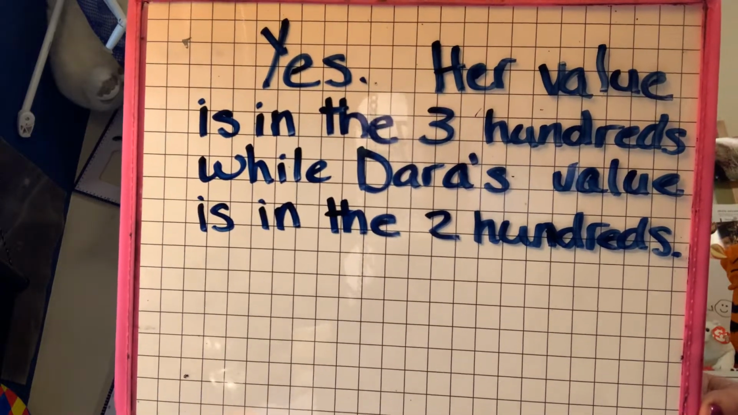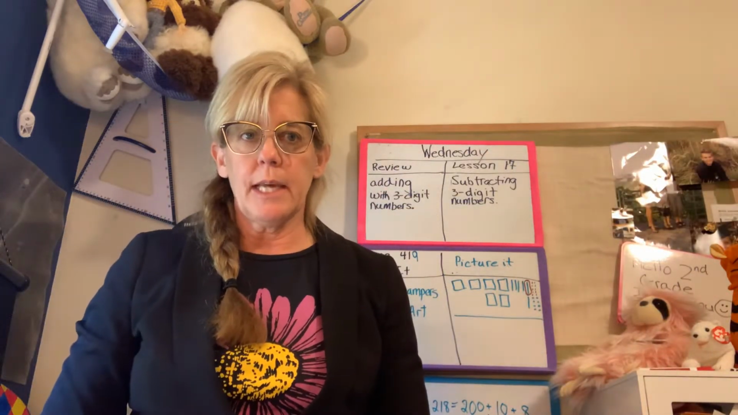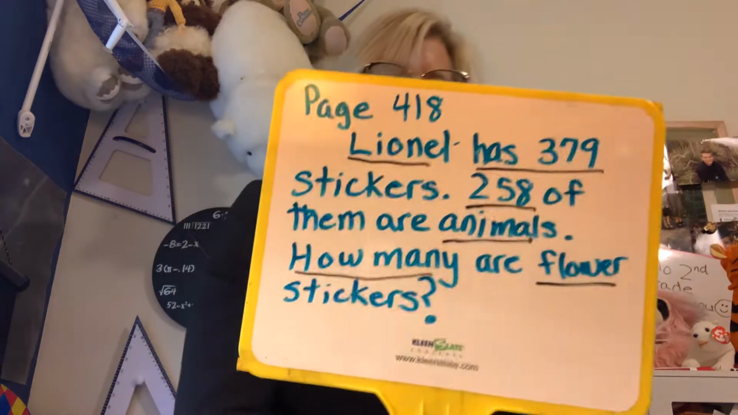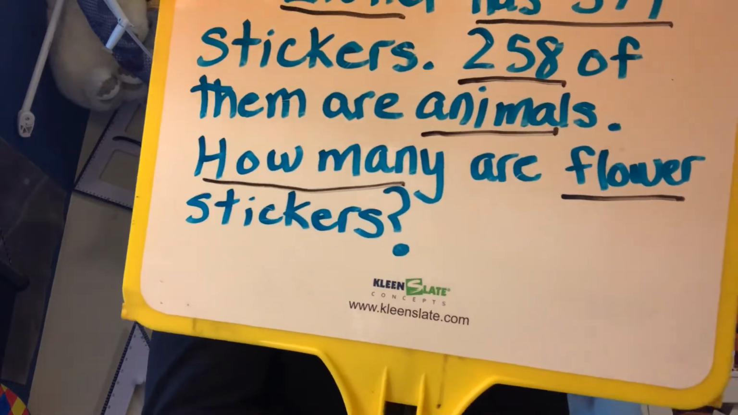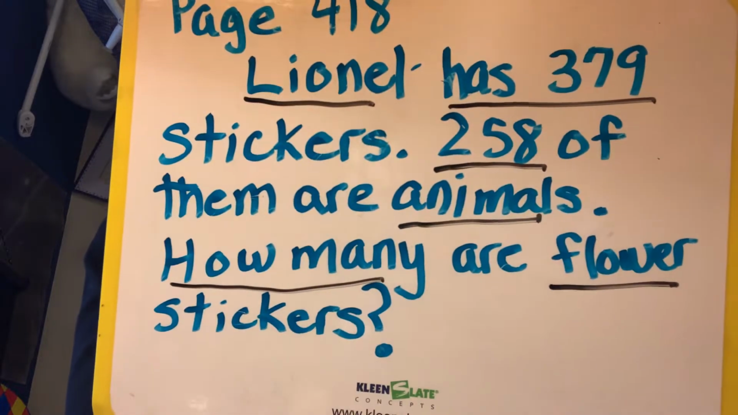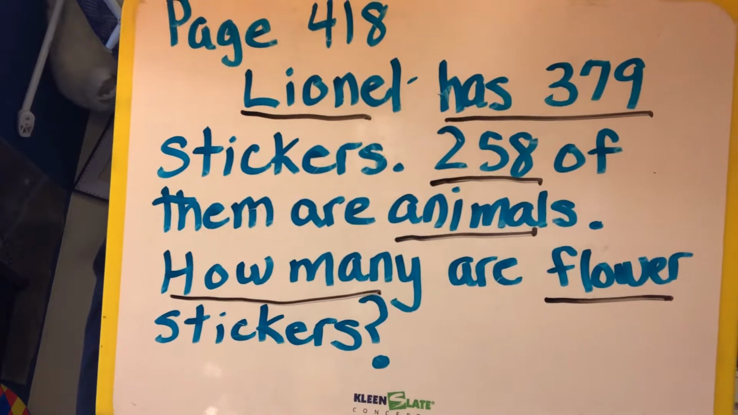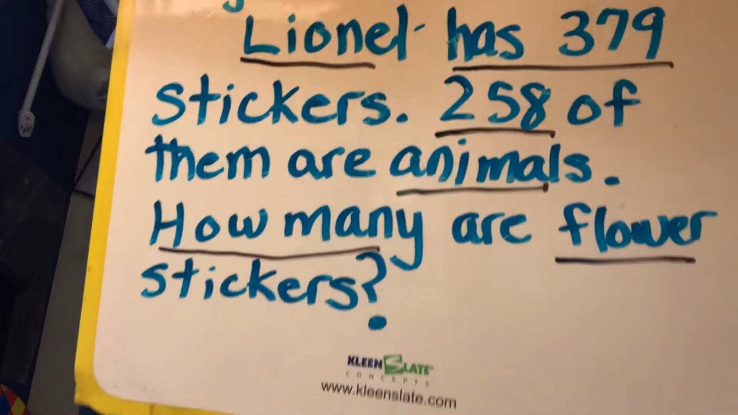So that was the quick review of what we learned in the past. So we're going to put that down. Got that out of the way. Phew. Next we're going to go on to the lesson of session 1, where we move to Lionel, to that example. I have the page number right up here so that you know where we're at. Lionel has 379 stickers. 258 of them are animals. How many flowers are stickers?